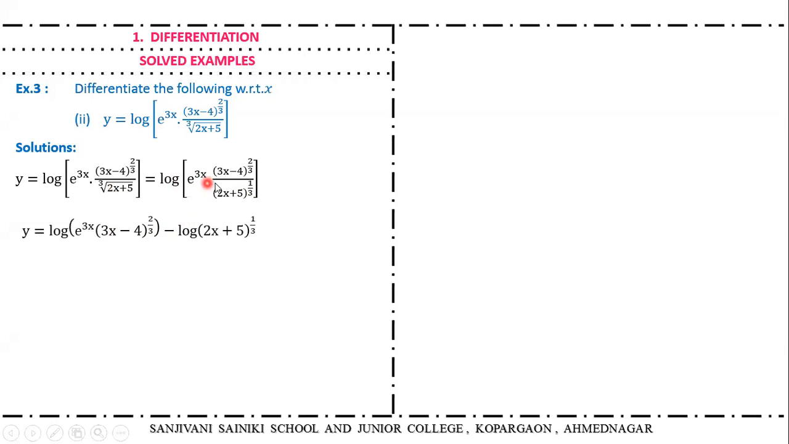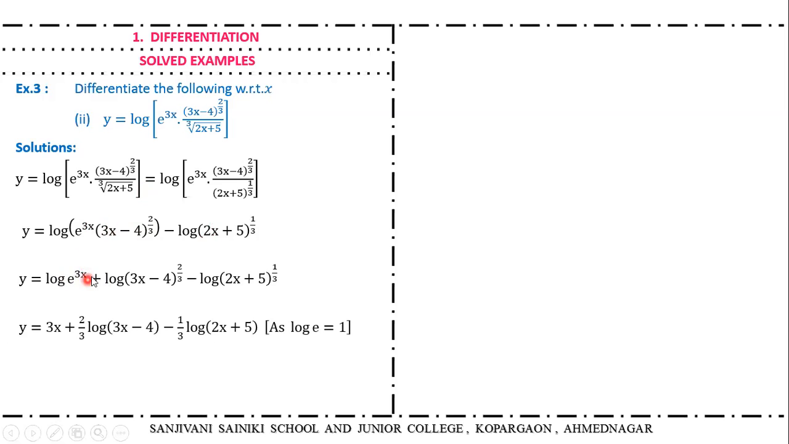Then log of a by b can be written as log of a minus log of b. We use that property of the log. Then here is a product of two functions, so again we use the property of log. Log of a into b is log of a plus log of b, and then the index we can take in front of the log. Log of e raised to 3x can be written as 3x log e, but log e is 1, so only 3x remains.